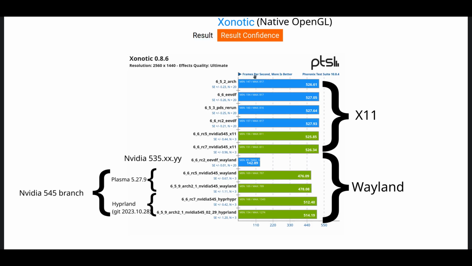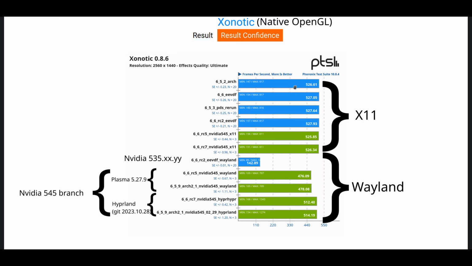But as you can see, the variation there is pretty much negligible. The max FPS are always between 810 and 820, and the min are mostly between 150 and 160, with one outlier, let's say.